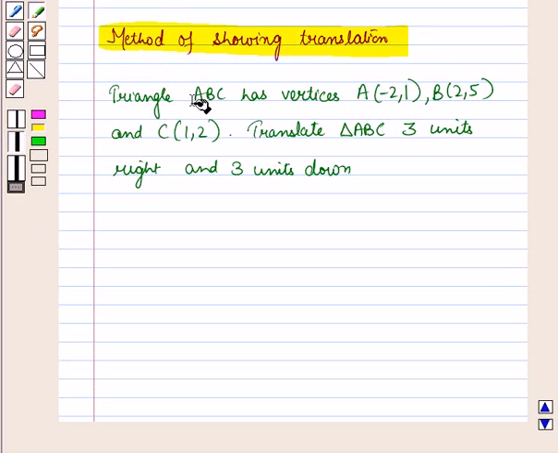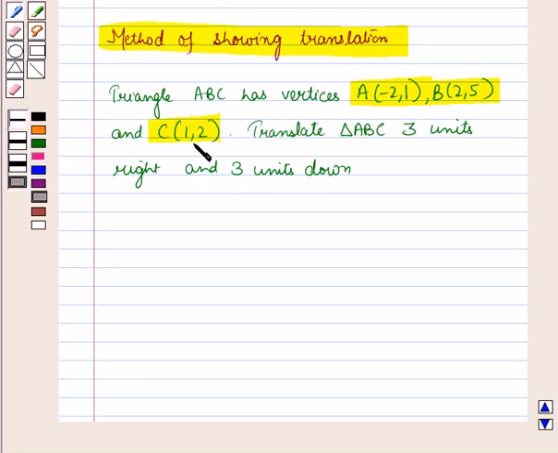Now consider an example. In this, triangle ABC has vertices A, B and C, that is the vertex A with coordinates minus 2, 1, vertex B with coordinates 2, 5 and vertex C with coordinates 1, 2. Now we have to translate this triangle 3 units right and 3 units down. Now in translation, for obtaining the new coordinates, we will add and subtract the units from the original coordinate depending on translating units right, left, up or down.